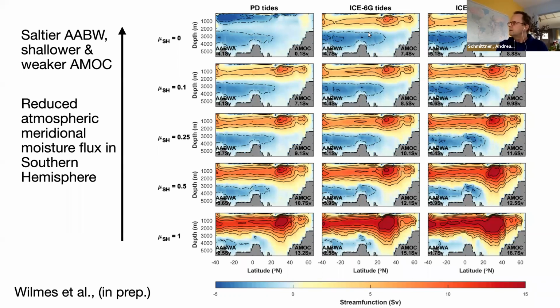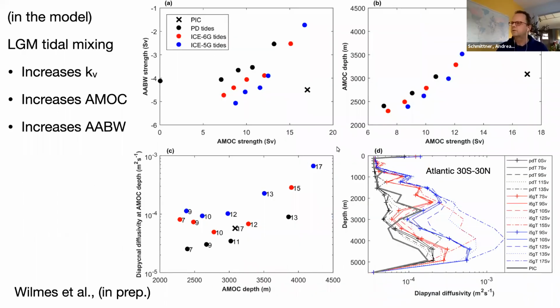Okay, and then if we use the same setup but for LGM tides with the more intense tidal mixing in the center and on the right hand side, you can see that the AMOC is stronger compared with the present day tide input. Okay, so those are the circulation stream functions, and this is illustrated a little bit more also in these scatter plots that I'm showing you now.